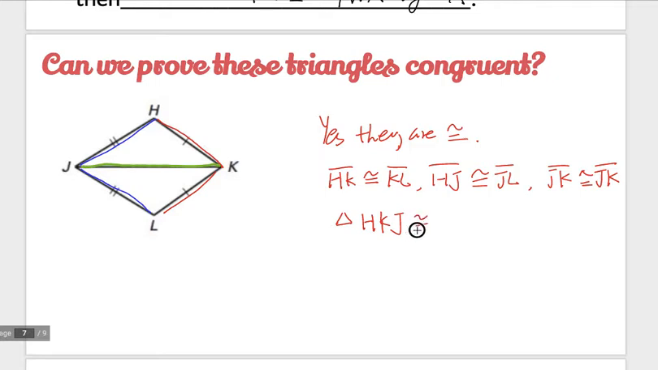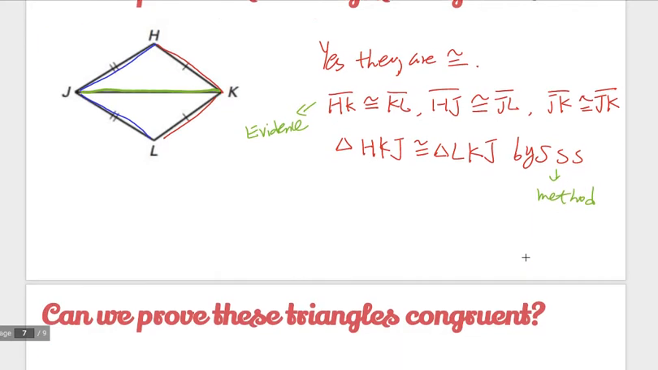HKJ, again, when we create a statement, we have to be very careful about the order. So HKJ, to match this, is going to be LKJ. They're congruent by what method we have to use? Yes, we have 1, 2, 3 sides, so it's SSS. Okay, so that's basically our evidence, and this is our method. Okay, so that's how we do this one.